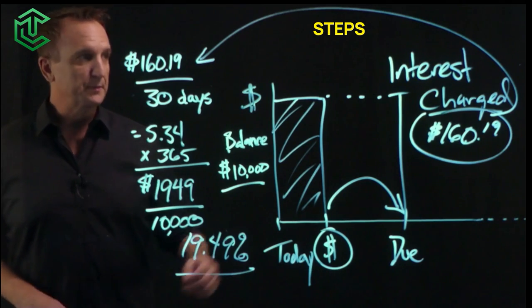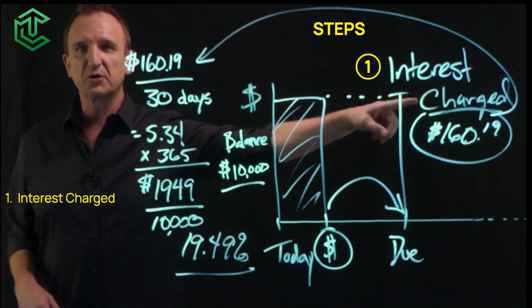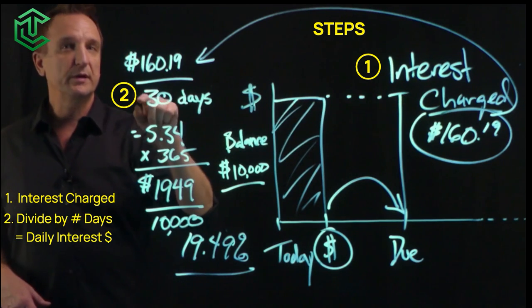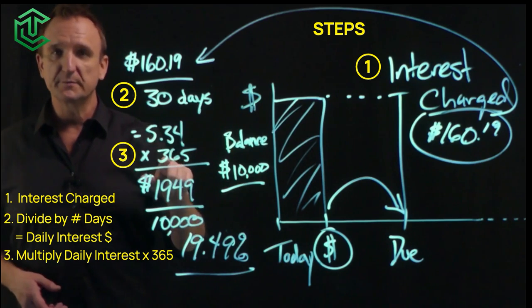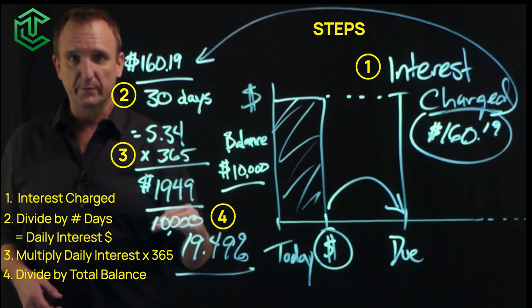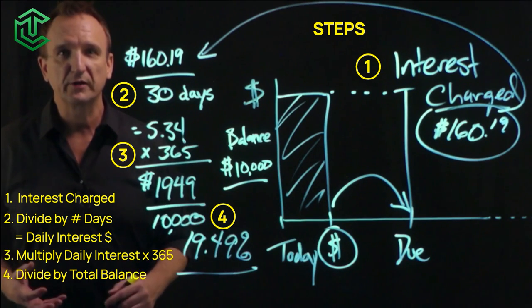So let's recap the steps. You find your interest charged on purchases, divided by the number of days in the statement. Take that number, multiply it times 365, and then divide it by your balance. And that's how you calculate your interest rate.